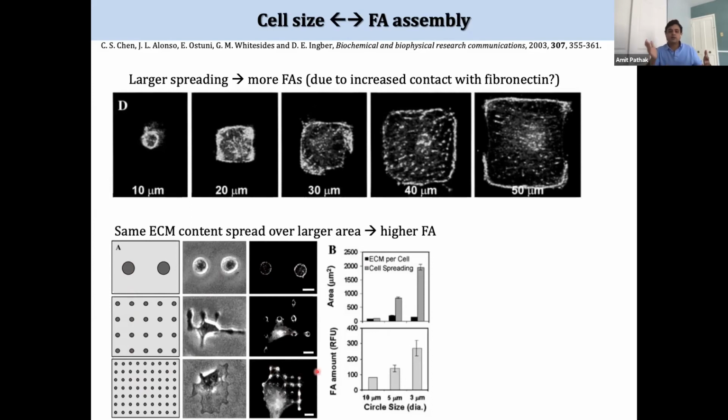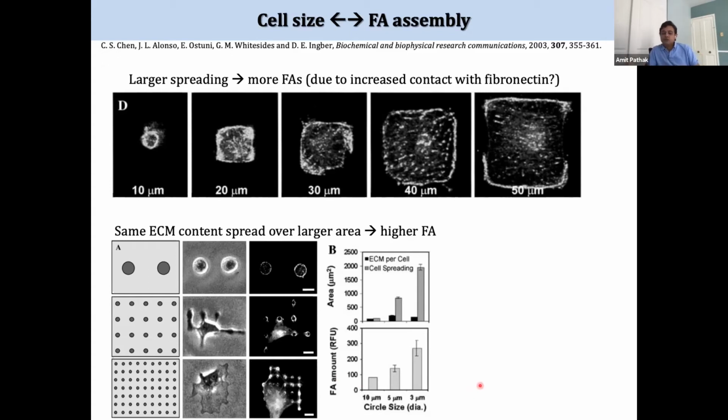Then the cell spreading goes up and the focal adhesion size also goes up. So essentially focal adhesions and the spreading size go hand in hand. So if the cell is spread to a larger area, the focal adhesion size also goes up. Even if you allow the same amount of ECM, but it is concentrated in a small size, the focal adhesions will not form that much at all, really. So they need room to spread.